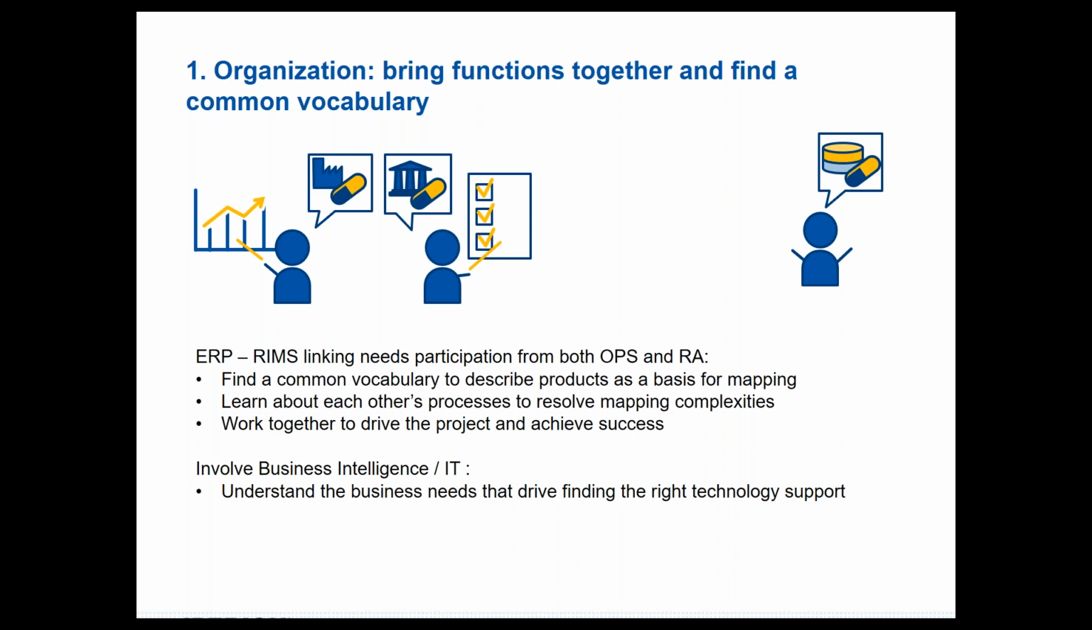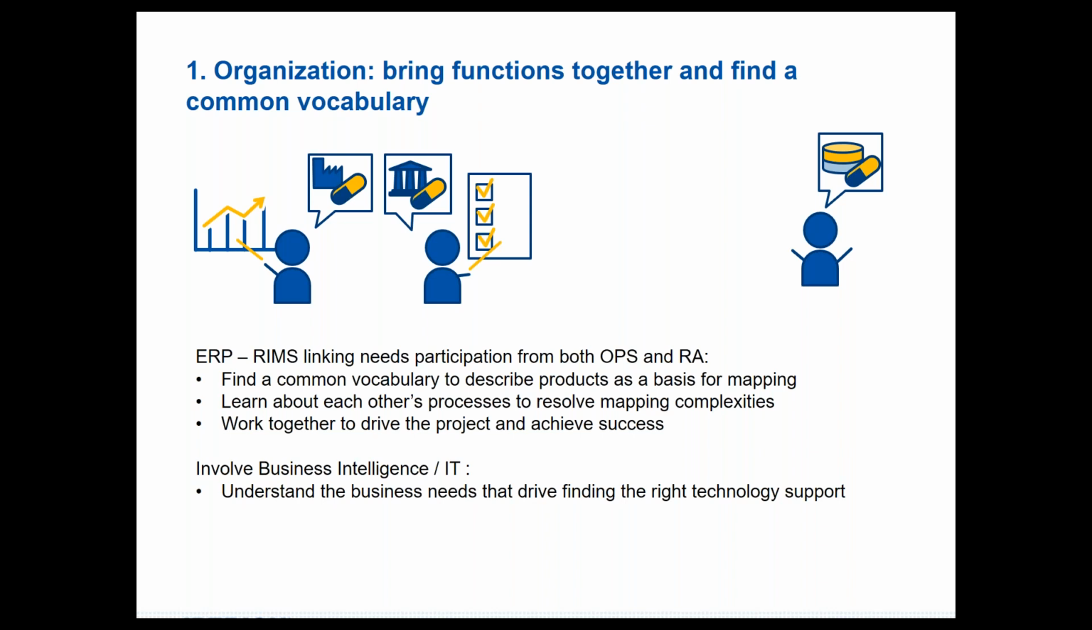This bringing together of the operations and regulatory function should not only happen at the level of subject matter experts who actually know what's happening in the processes and in the systems. It should also happen at the senior management level, because there is where the actual driving force for making this linking happen comes from. Investing in an ERP-RIMS link is something that takes effort in the short run and benefits in the long run. Therefore, it's important that senior management supports this exercise.